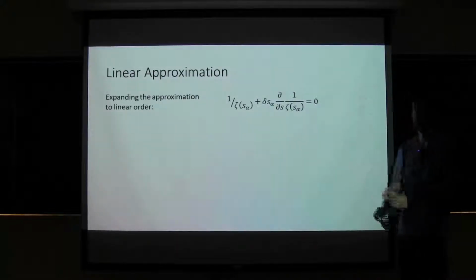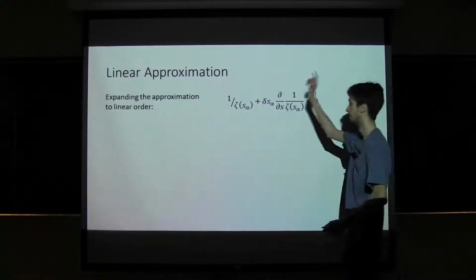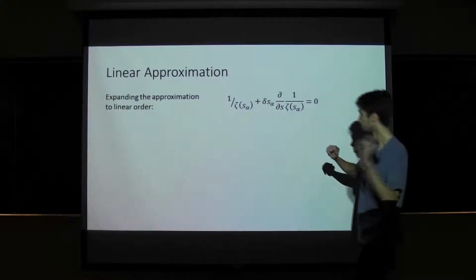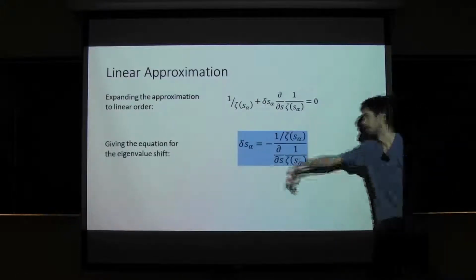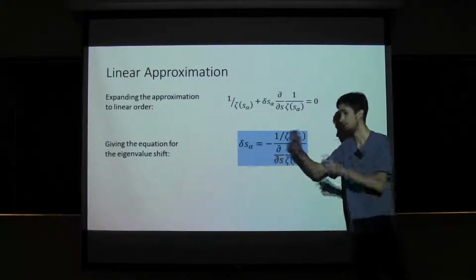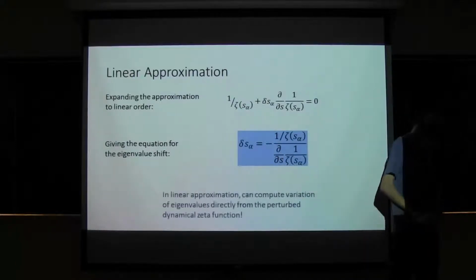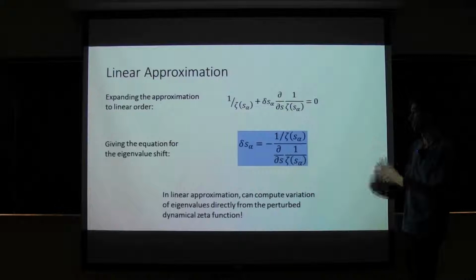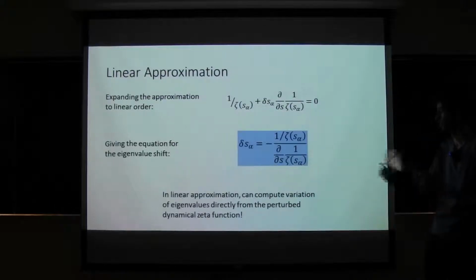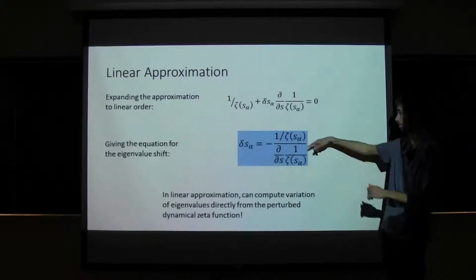And so now is the part where we make the actual linear approximation. We can expand this condition to linear order. And from that, easily compute the shift of these eigenvalues, which is the quantity that we're interested in. And so in this approximation, we can compute the variation of each eigenvalue just from the perturbed zeta function.